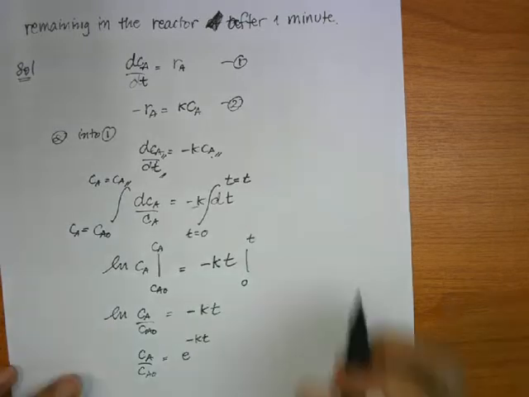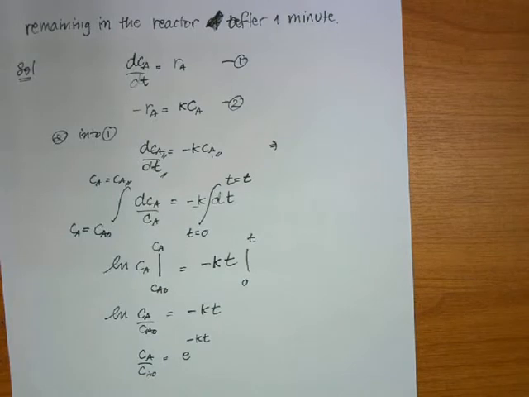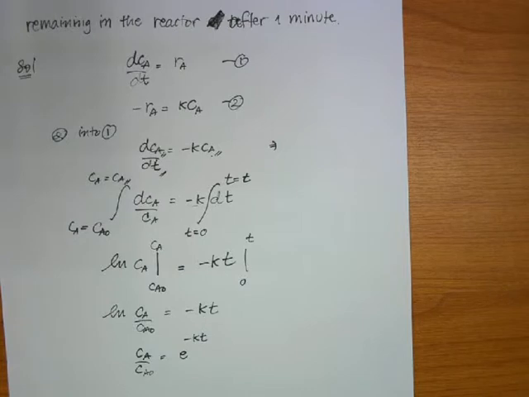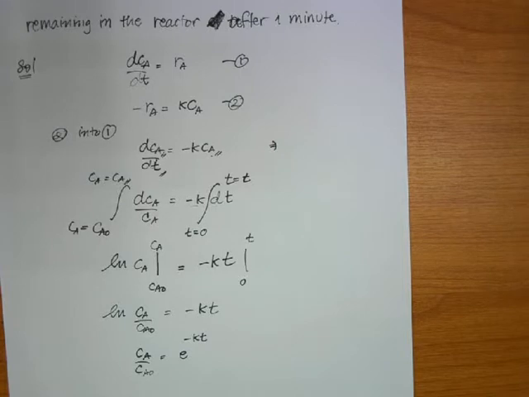Or you can do it this way, like a plus C. If you don't want to get Ca0, you can do a plus C, but when you put a boundary condition in, you would get what that C value is. But usually from a chemical engineering point of view, because we know at the beginning how much substance we put in there, we don't like the integral and then plus C. We just put the boundary condition in there.